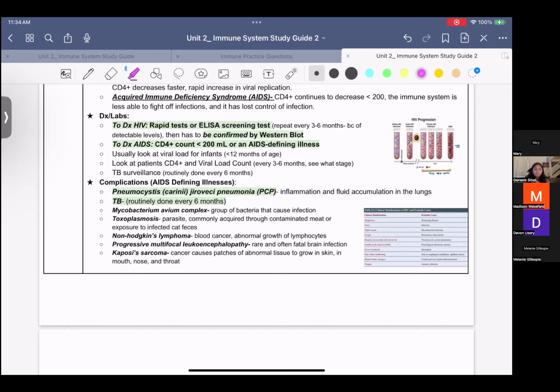So diagnostics and labs, again, you don't need to know this for the quiz, but just to go over it. To diagnose HIV, you do rapid tests or ELISA screening tests and repeat it every 3 to 6 months because of detectable levels.